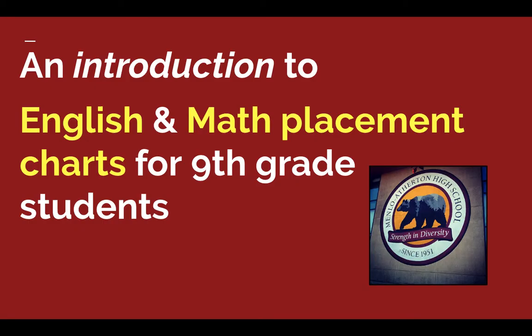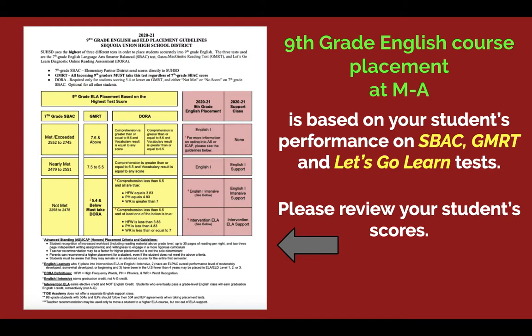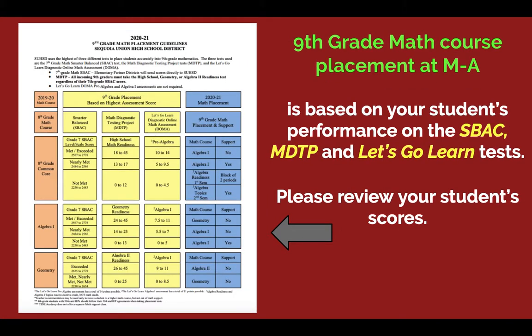The placement charts for English and math are available on the Sequoia Union High School District website. The English course placement is based on a combination of scores on the SBAC, GMRT, and Let's Go Learn tests. Please review your students' scores with the placement chart. 9th grade math placements are also based on test scores, the SBAC, the MDTP, and Let's Go Learn. Again, please review your students' scores with them.